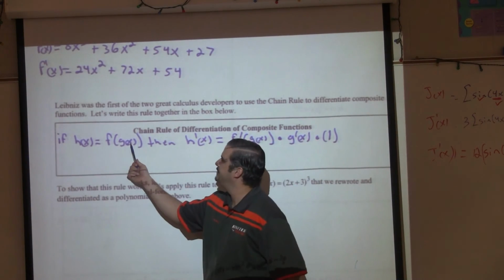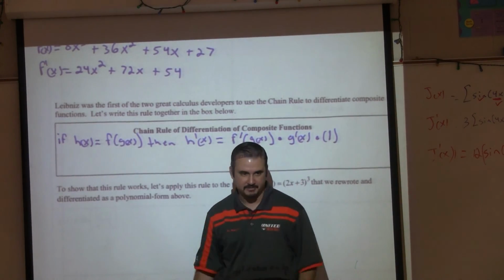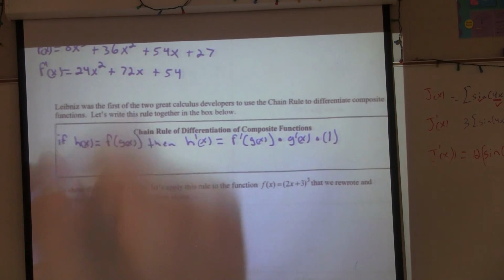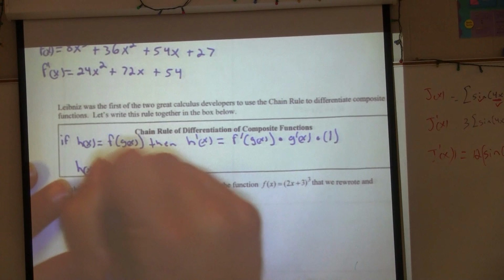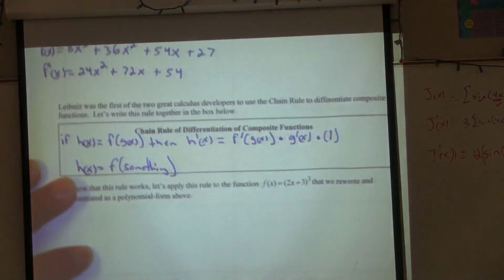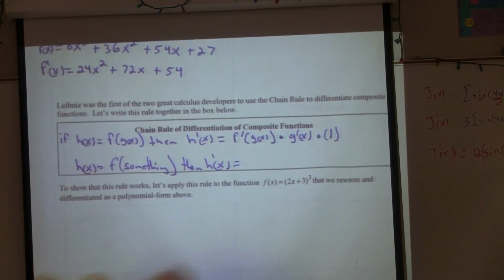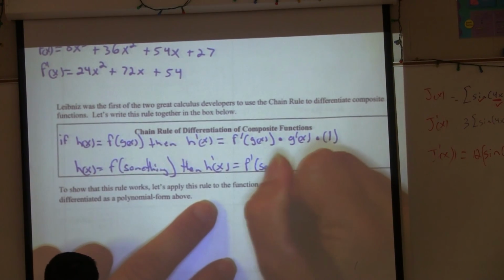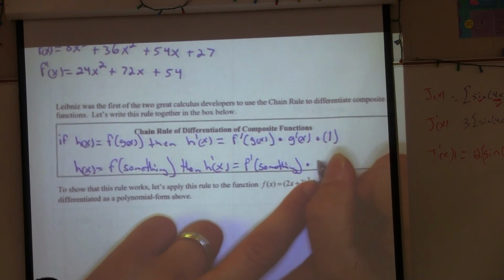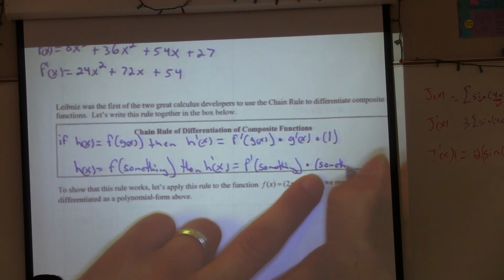So we have the gum, we have the candy layer, g of x, and then we have the wrapper, f of x. Got it? An easier way to think of this is like this. Let's say h of x is equal to f of something. The derivative is going to be what? F prime of something times the derivative of something, right?